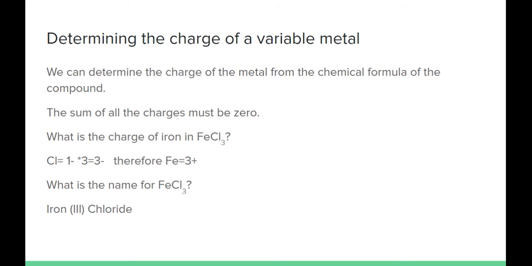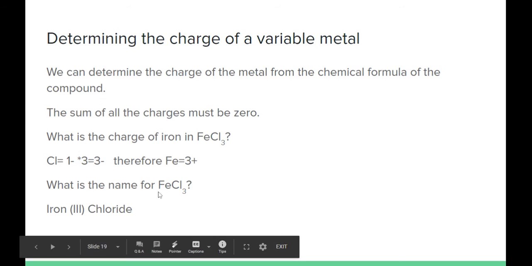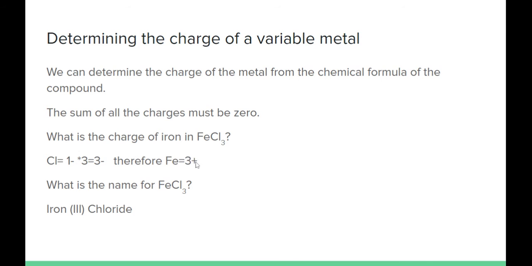So if chlorine is 3 minus and the sum of all of the charges is 0, then iron has to be a 3 plus. So what does that tell me? Well, that tells me which form of iron I have. Remember when I said there was iron 2 and iron 3? This is iron 3. So the name for FeCl3 would be iron(III) chloride. Notice again the 3 in parentheses in Roman numerals representing the oxidation number for the iron ion.